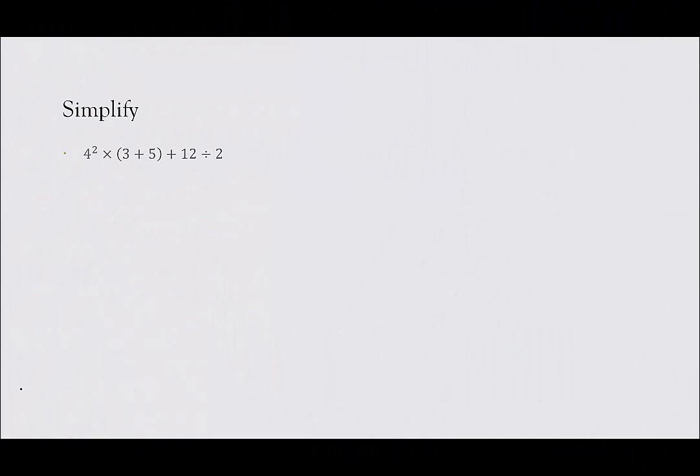Let's do 2 more problems, but this time let's bring in some exponents. So I'm going to start with 4 squared times parentheses 3 plus 5, plus 12 divided by 2. We know we need to start with the parentheses. 3 plus 5 is going to give us 8. I'm going to keep my 4 squared and the 12 divided by 2. Now that I've done the parentheses, I want to move on to exponent. So my exponent 4 squared is equal to 16. I have 16 times 8 plus, again, 12 divided by 2.